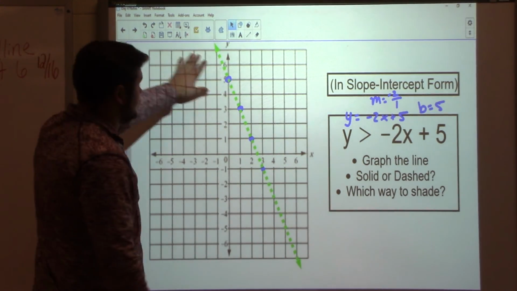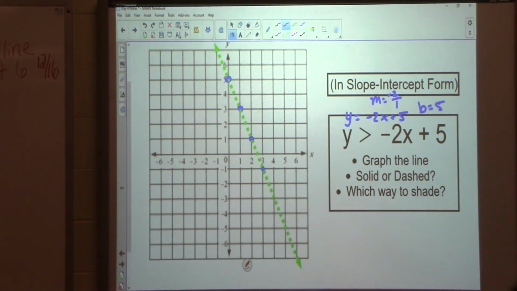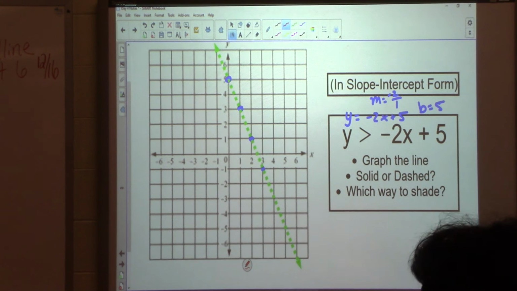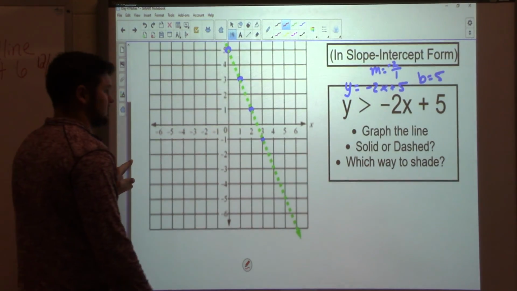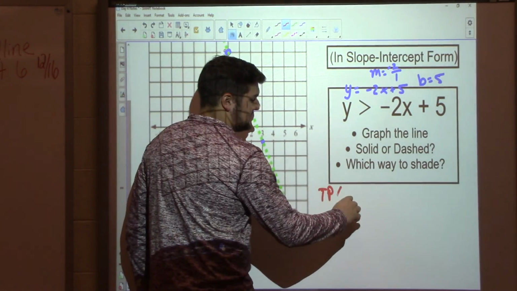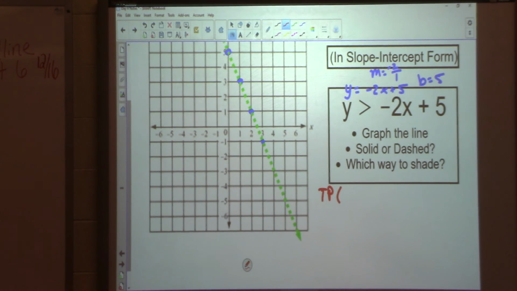So, we did our line. We got our line on our graph. Really good. Now we're going to take a test point that is not on the line to figure out what side I want to shade. Well, what test point should we take, you think? What would be the easiest test point to plug into an equation? Well, 0, 0, right? I will always take 0, 0 as my test point, unless it is on the line.